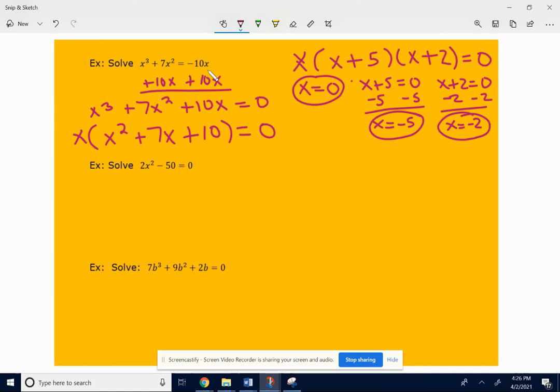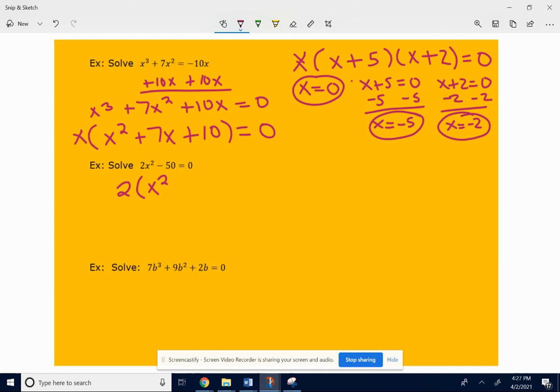Okay, another one. Solve 2x to the second minus 50 equals 0. Okay, first thing, make sure there's 0 on one side. And there is. Next thing, factor the other side completely. When you factor, look for a greatest common factor first. There is a greatest common factor of 2. So I can factor out a 2.